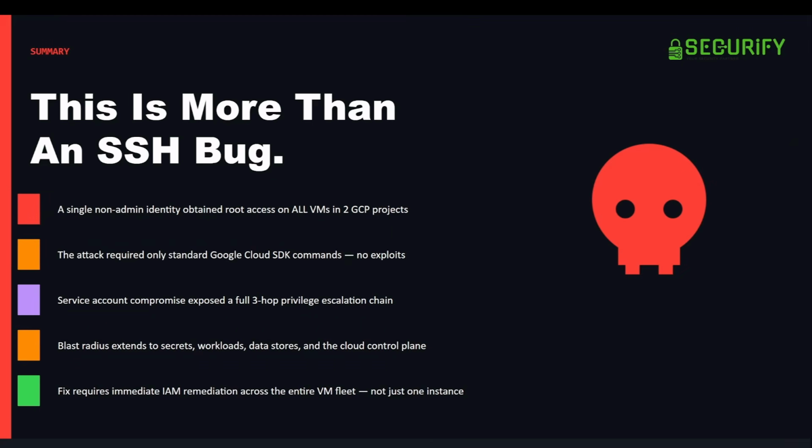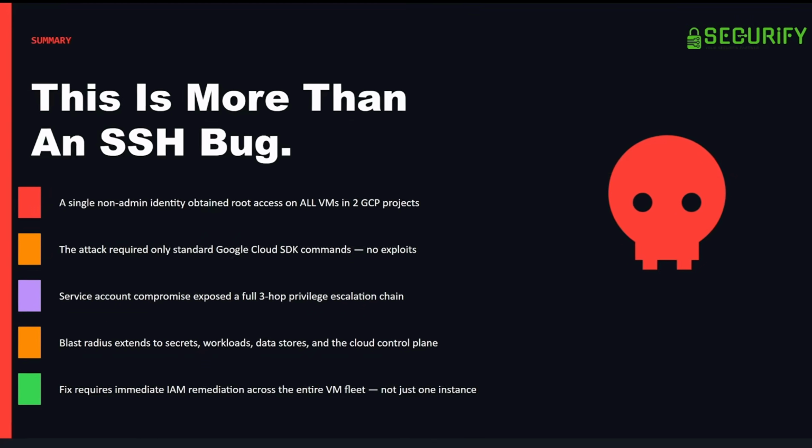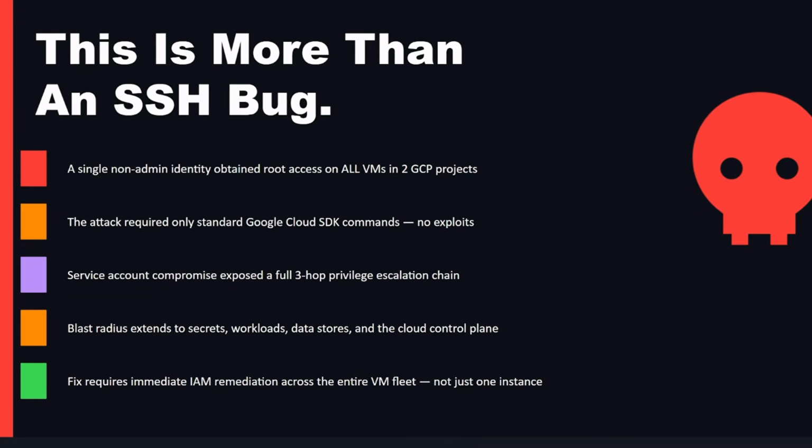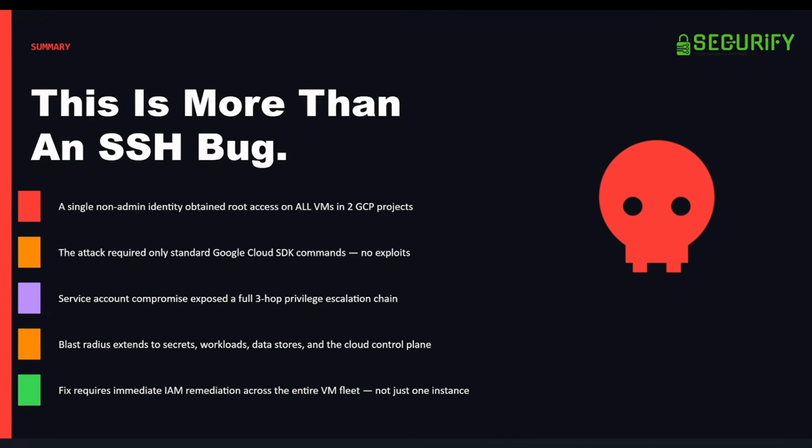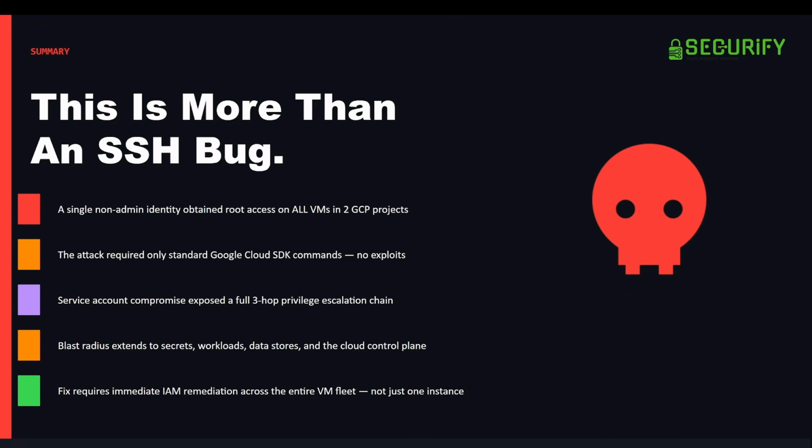Alright, let me bring everything together. The title of this slide says it best. This is more than just an SSH bug. What started as a finding about misconfigured OS Login permissions turns into a demonstration of why GCP IAM hygiene matters at every layer of your cloud environment. A single non-admin identity, a test user, obtained root access on every VM in two separate GCP projects using nothing but the standard gcloud command line tool.